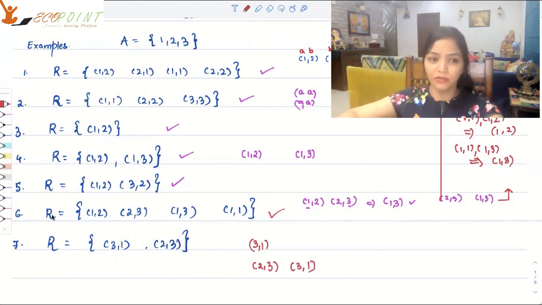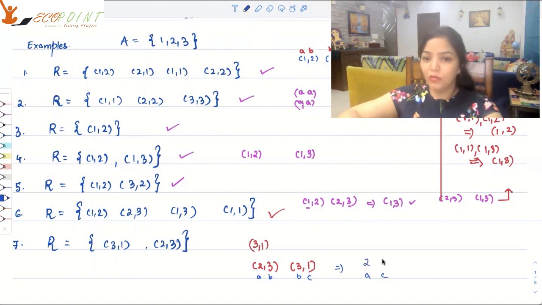So what is happening here is that you do have A, B, and B, C. What is the requirement for transitivity? In case this is happening, then this should imply A, C. That means 2, 1. But that's not happening. This is not a part of the set. So therefore, this is not transitive. This relation is not transitive.